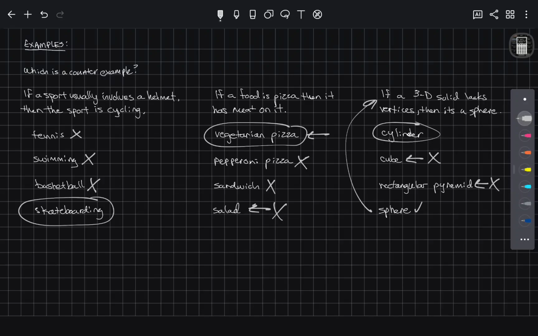So the idea is, and it's very easy to overthink counterexamples and conditional statements, try and find the answer that best suits the statement to be a counterexample.